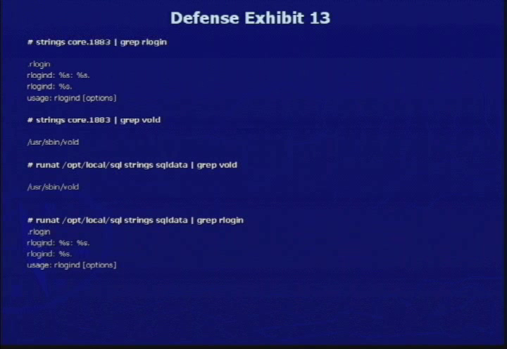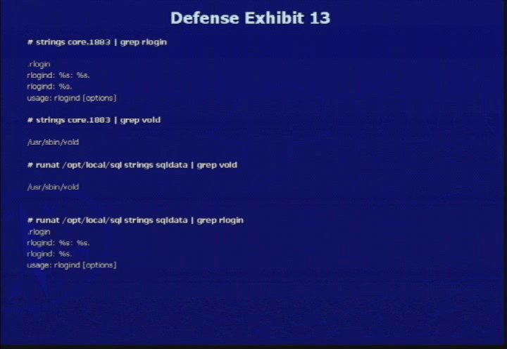So I ran the strings command against the core file, and if you'll notice, one of the strings in there is rlogin, or rlogind. What rlogind is, it's an old Berkeley command for a remote login daemon. So it actually allows a remote login client to connect to it to be able to establish remote access into the machine. In addition, I also ran the strings command and I looked for vold, which is the Solaris volume manager, and I found the vold string in the core image. I ran the same commands against SQL data, and as you can see, I found the same strings there.